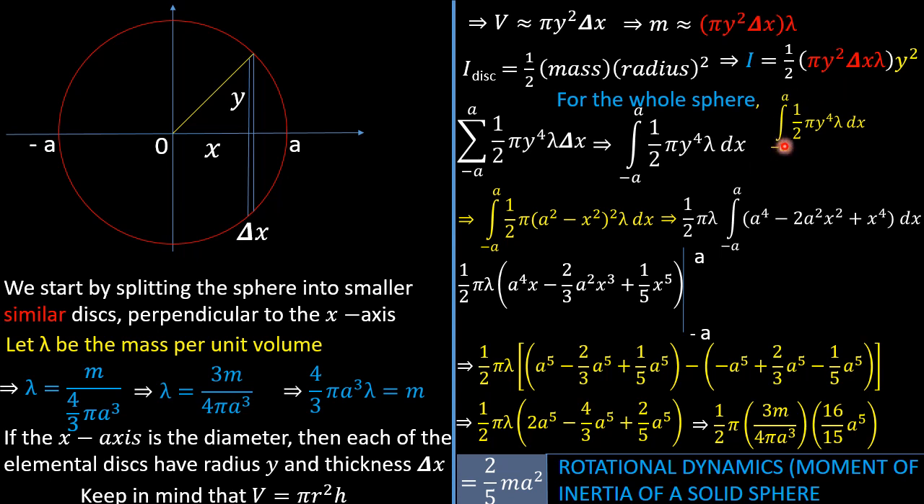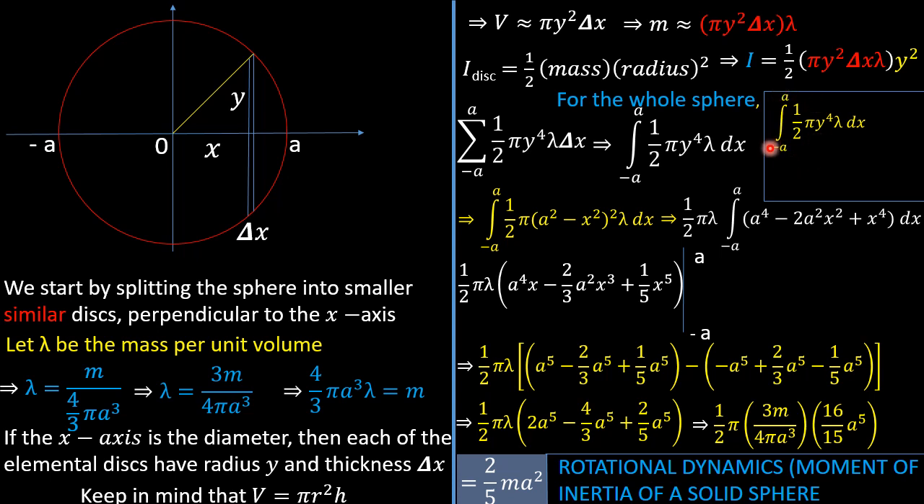Let's be looking at the integral going from negative a to a of 1/2 pi y to the power 4 lambda dx. Guys, let's do some observations. We notice that this is a definite integral going from negative a to a. You can see that in our function here, 1/2 is a constant, pi is a constant, lambda is a constant. The only variable here is just y to the power 4, and it is an even function.